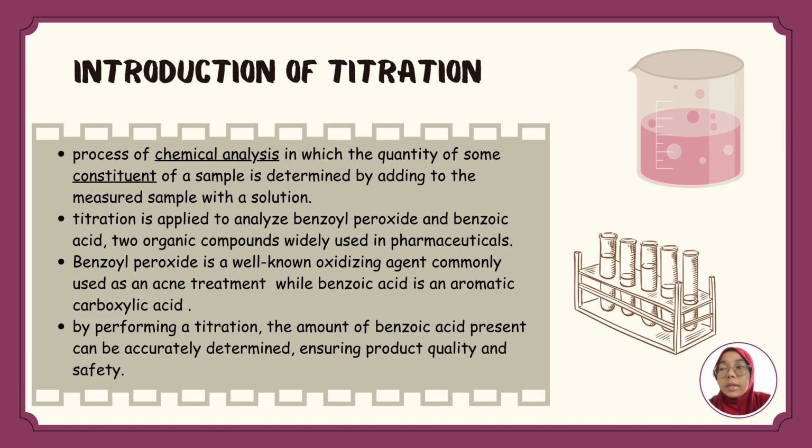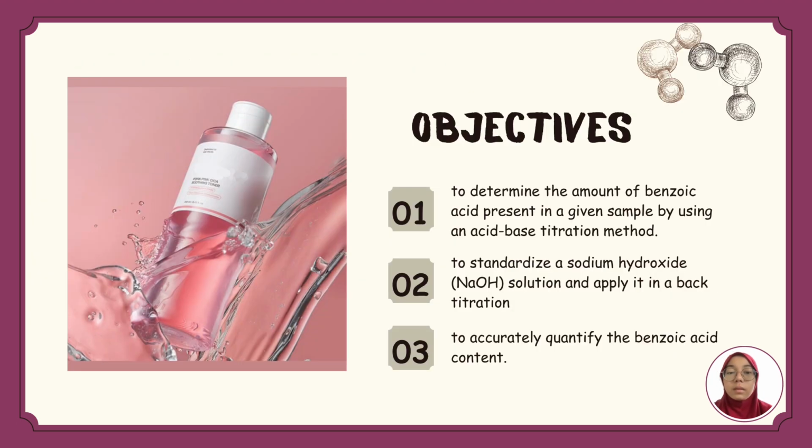The first organic compound is benzoyl peroxide. Benzoyl peroxide is a well-known oxidizing agent that is commonly used as an acne treatment. Meanwhile, benzoic acid is an aromatic carboxylic acid that is used in our skincare product. By performing a titration, the amount of benzoic acid present can be accurately determined, ensuring product quality and safety of the skincare product itself.